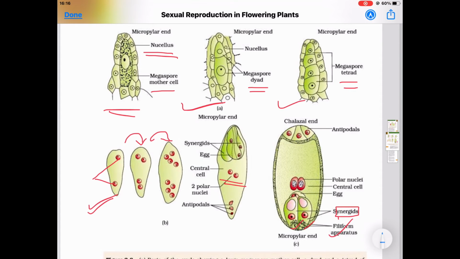Inside, in the middle of the cell, is the polar nuclei. The 2 nuclei which are left form the polar nuclei. On the chalazal end, 3 cells are present, they form the antipodal cells.